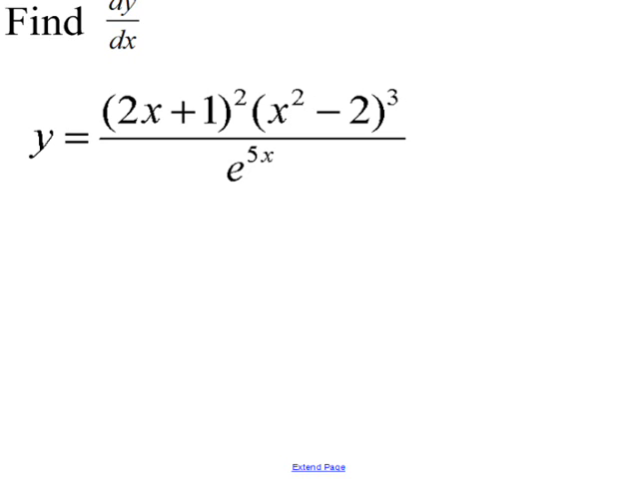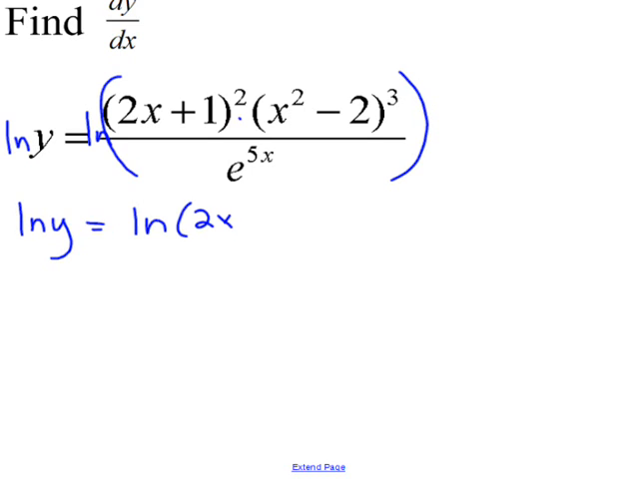logarithmic differentiation method. So the reason why it's nice is we take ln, all this stuff, and then we use all our properties that we have. So one property is if you're multiplying, because this is ln of all of this jazz, you go ahead and just break that up. So it's 2x plus 1 quantity squared plus ln of x squared minus 2 cubed, and then divided by, so since it's divided by, we subtract ln of e to the 5x.